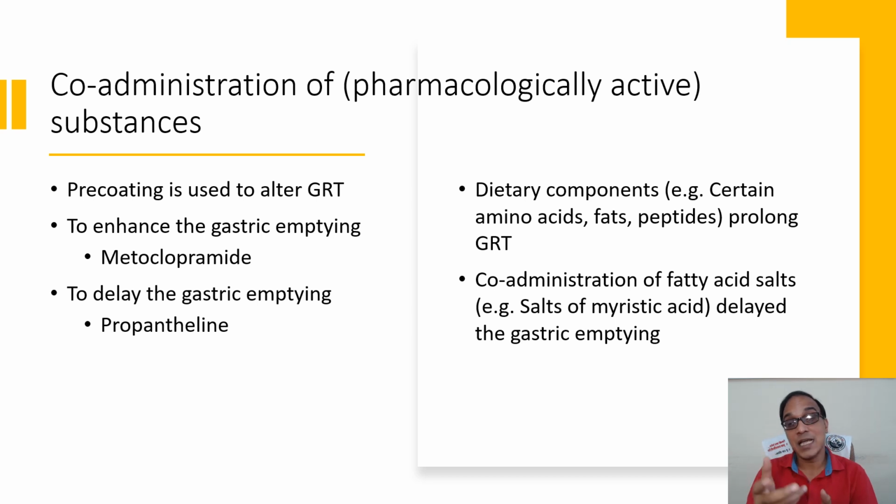Next is to enhance the gastric emptying. For example, metoclopramide can enhance the gastric emptying. To delay the gastric emptying, we can add propantheline. So depending on the need, whether you want minimal GRT or maximum GRT, you can choose either enhancing the gastric emptying or delaying the gastric emptying. Dietary components like certain amino acids, fats, peptides prolong the GRT. Co-administration of fatty acid salts like salts of myristic acid delays the gastric emptying. So you can use any of these for modulating the gastric emptying.